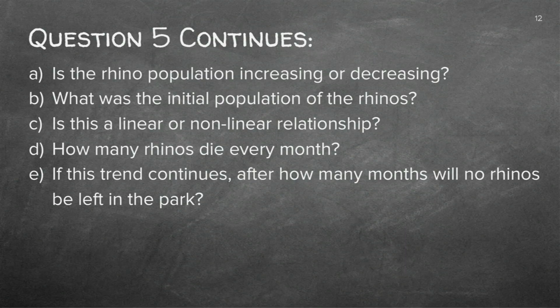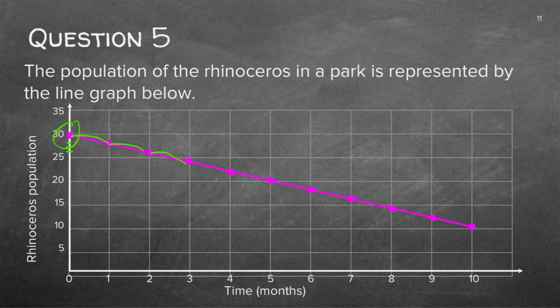If this trend continues, after how many months will no rhinos be left in the park? After how many months do you think no rhinos will be left in the park? So now you can just extend this, and if they die at about 2 rhinos a month, and you see we've still got 10 rhinos left, it's going to take about 5 months for all the rhinos to die out. Do you understand that?